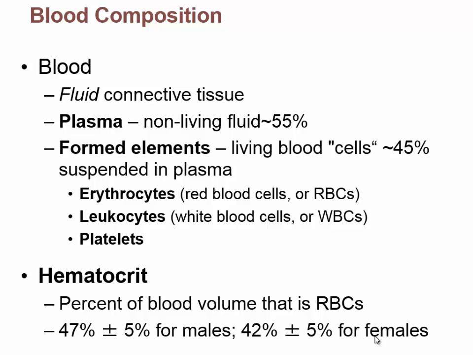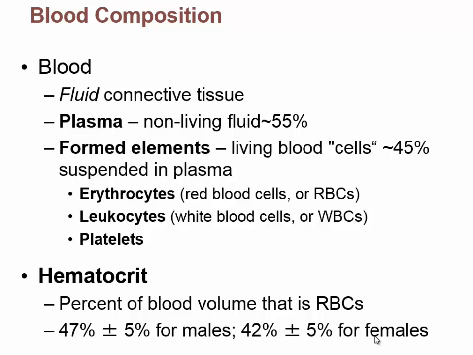The plasma is the non-living fluid, and it makes up approximately 55% of your blood. Again, this is a review for lab. The formed elements, this is the living part of the blood because this is where you find your cells, and it makes up approximately 45% of the blood itself.